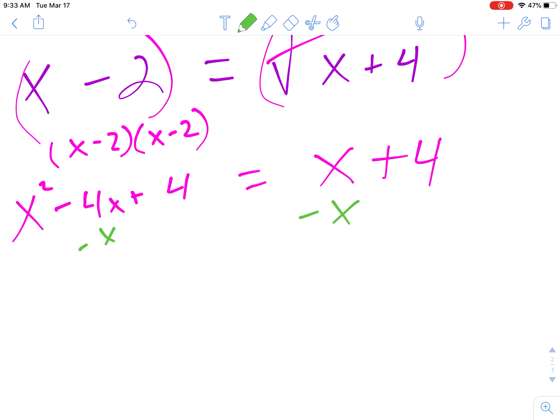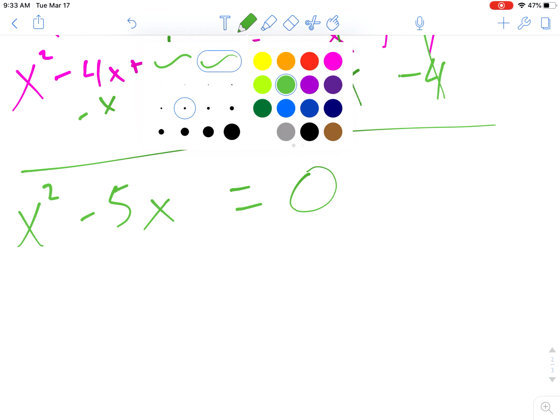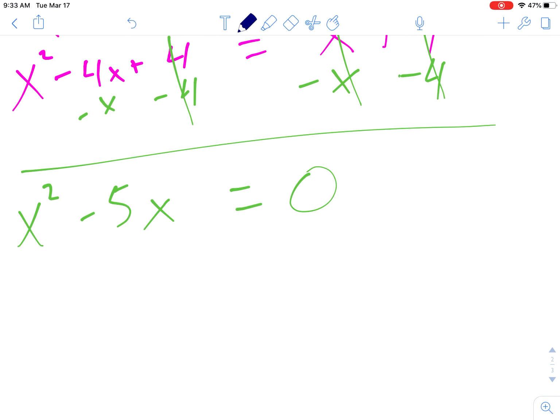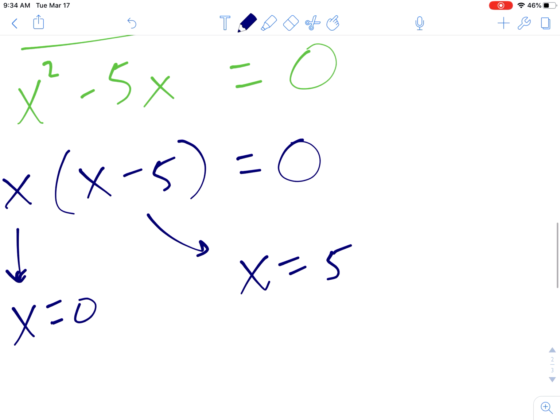So we are left with a quadratic again. We just need to combine like terms. You get x squared minus 5x. These canceled off. You get 0. And again, it's a quadratic. I know it may not look like it, but it's a quadratic. If you want to use the quadratic formula, that's fine. But factoring is always my preference for something like this. So we end up with two possible answers, x equals 0 and x equals 5.